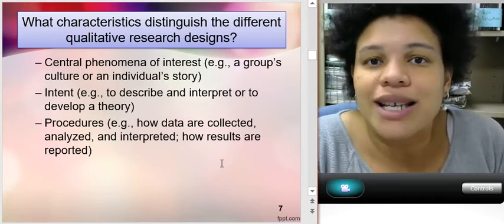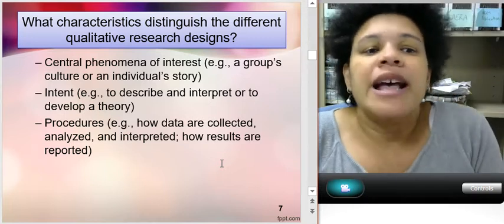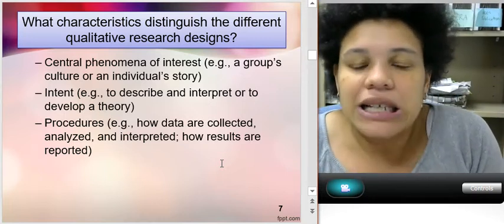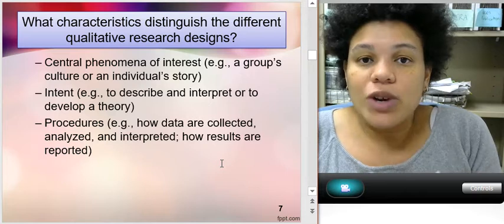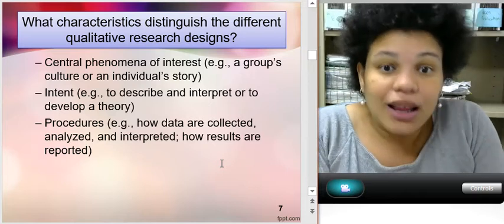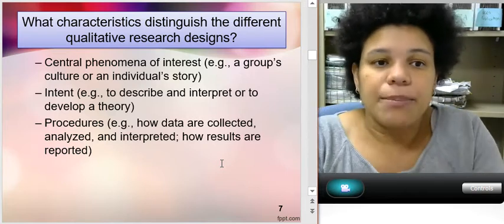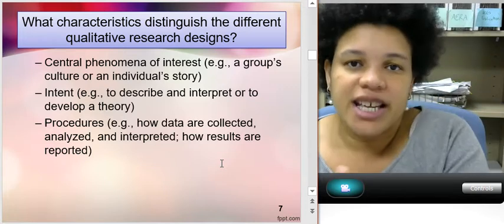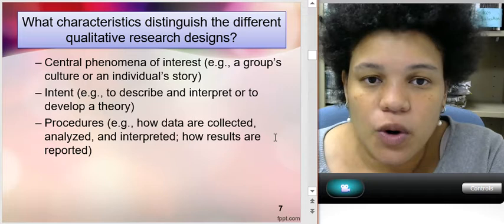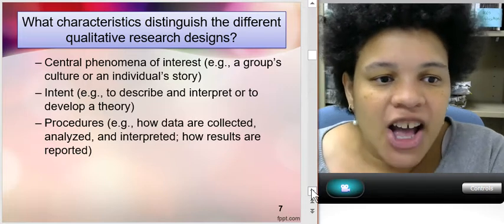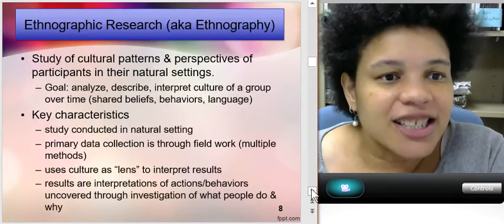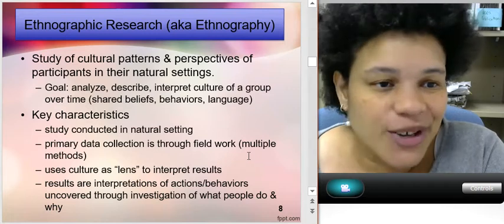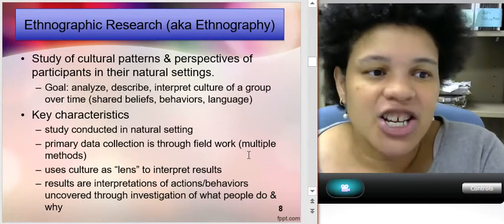So ethnography has its roots in anthropology. Therefore, some of the things about how data are collected relate to that kind of anthropological research design, where you're being immersed in a setting for an extended period of time. Okay, so let's talk about ethnography first, or ethnographic research.